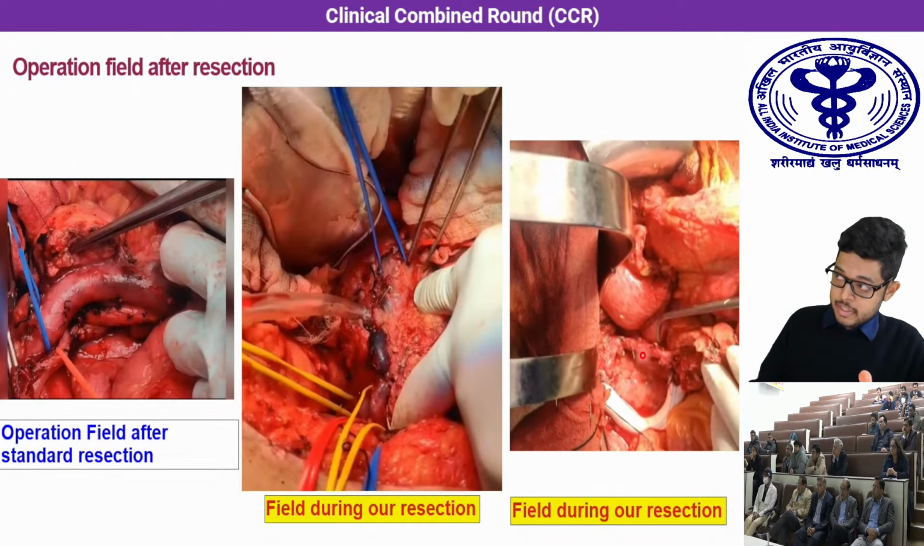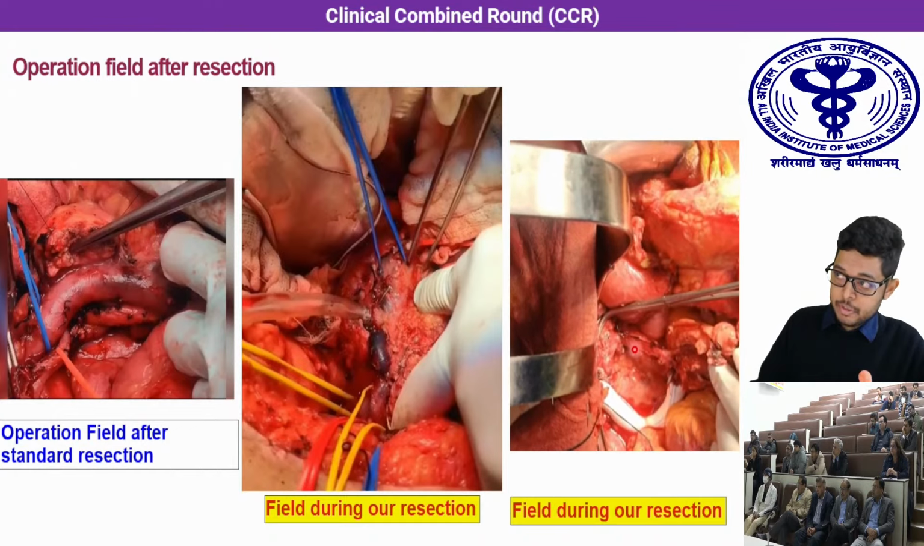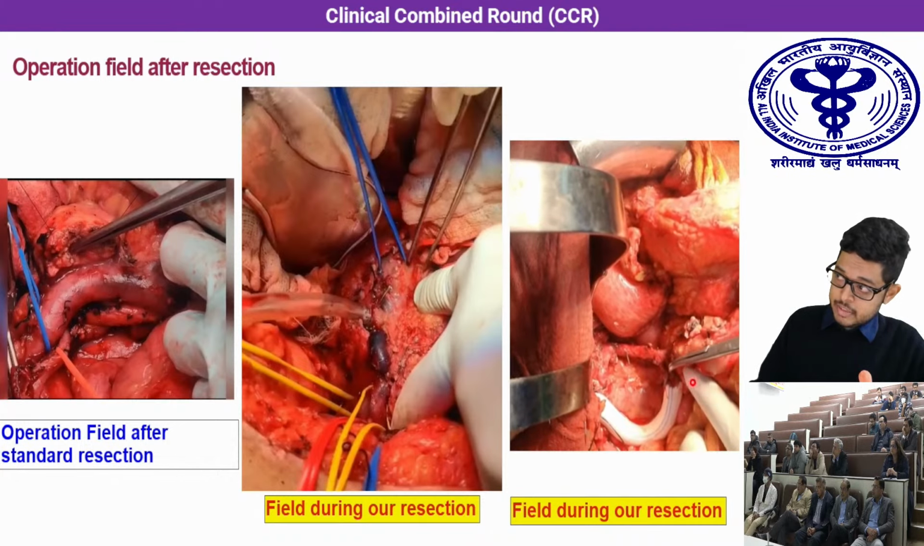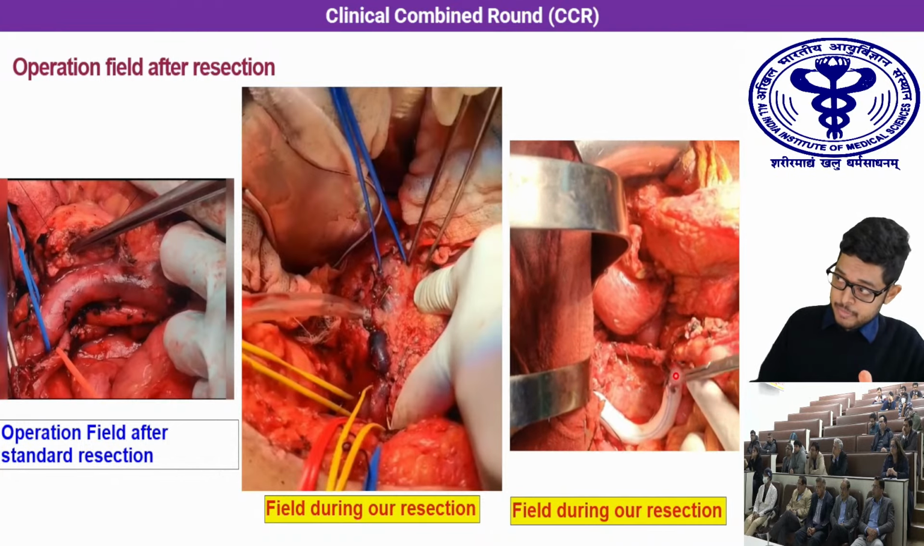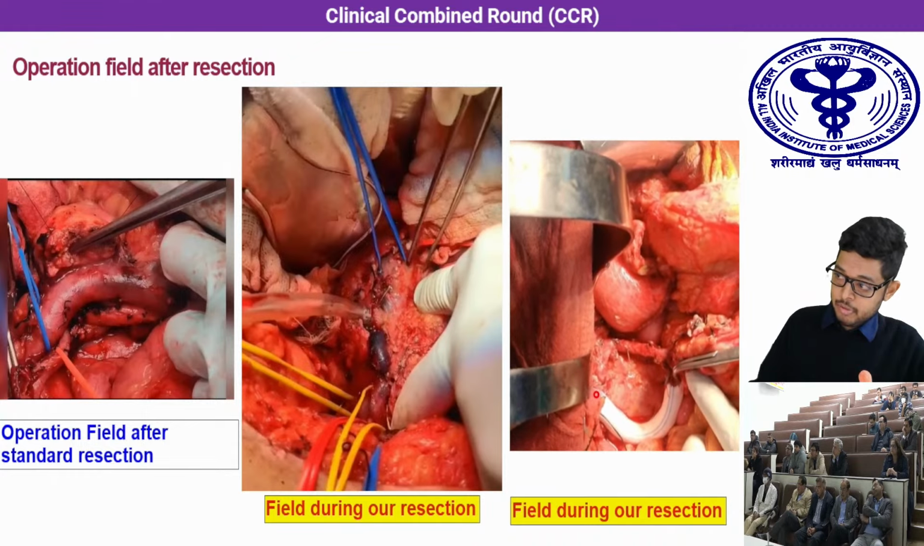You can see the pulsations of the SMA. It has been cleared all around, all 360 degrees. The neurolymphatic tissue has been removed. And this is the bypass, which is taking off from the SMV here, all the way to the portal vein above.